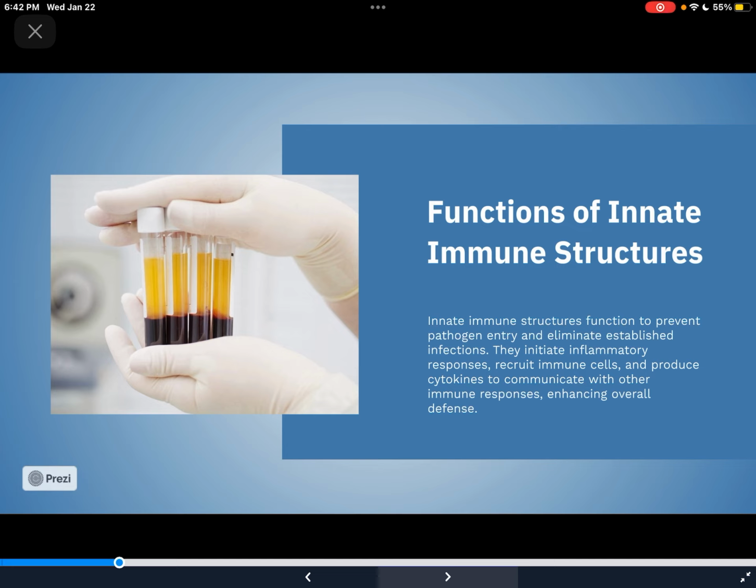Functions of innate immune structures. Innate immune structures function to prevent pathogen entry and eliminate established infections. They initiate inflammatory responses, recruit immune cells, and produce cytokines to communicate with other immune responses, enhancing overall defense.